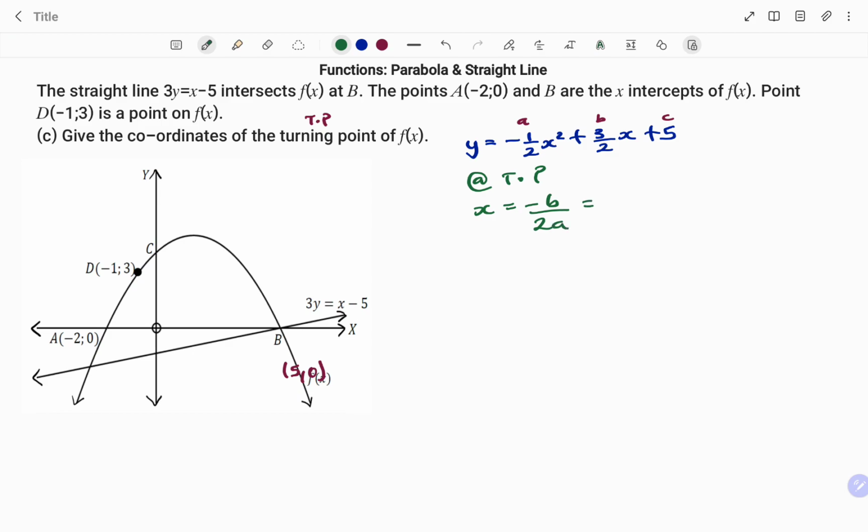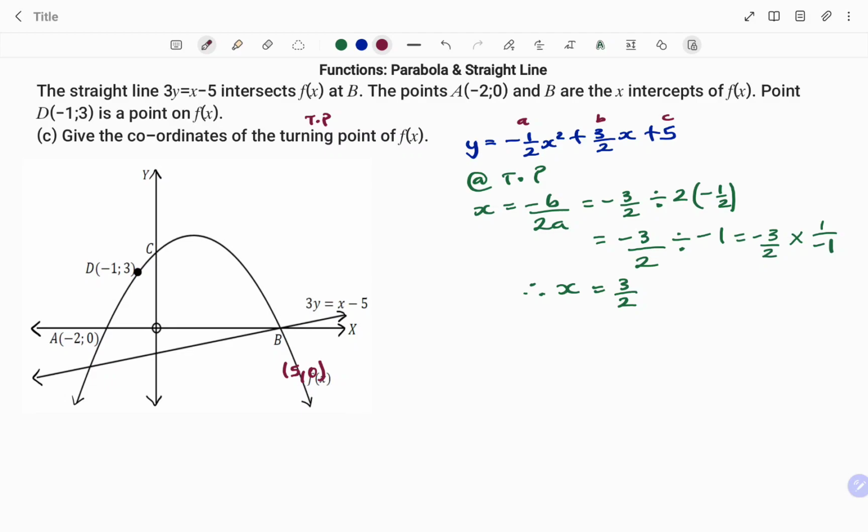I'm going to do a substitution. Minus b, that's minus 3 over 2. I'm going to use divided by because it's a fraction. 2 times, in bracket, minus 1 over 2. That's the value of our a. That will be minus 3 over 2 divided by, I have negative 1. And if I change that into multiplication, that's minus 3 over 2 times 1 over negative 1. So therefore, the x coordinate is going to be positive 3 over 2.